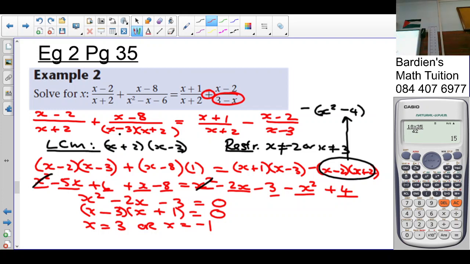But if you look at the restriction, what do we see? X cannot be equal to 3. So you omit that one. So x is equal to negative 1. People, you guys understand? Okay. So there we go.